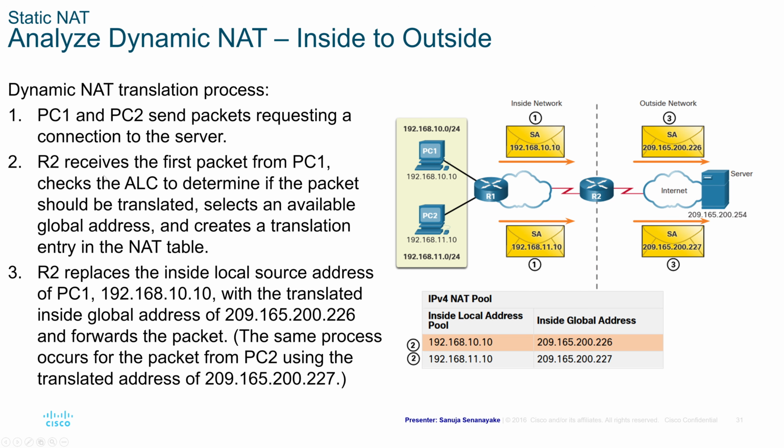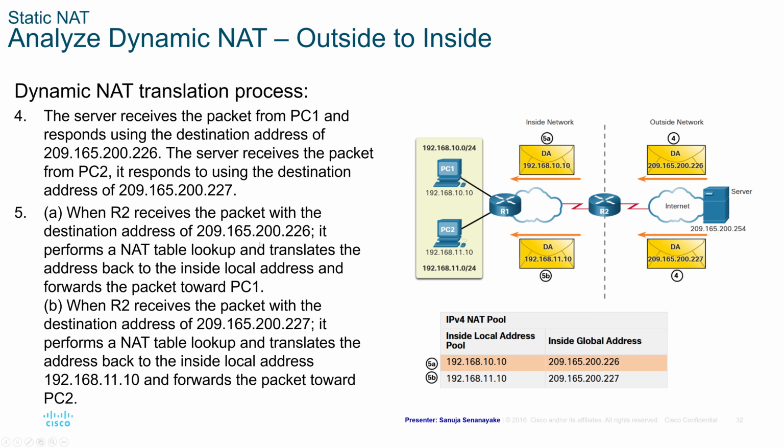So when the R2 receives the packet from the PC1 and PC2, it checks the ACL and determines if the packet should be translated. And what's going to happen is it's going to assign an inside global IP address, and it also creates a translation entry in the NAT table, right? Now that entry is being used here to translate it back to the inside local address and forward the packet towards the PC1 in this case, because the PC1 requested it.